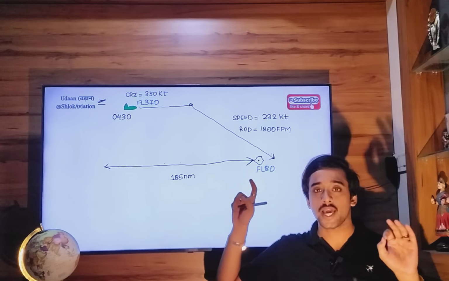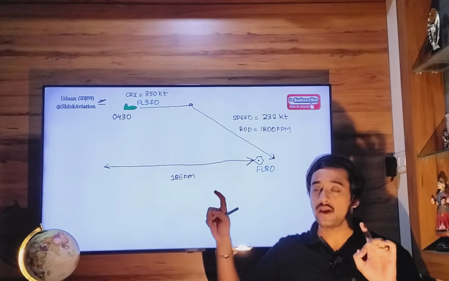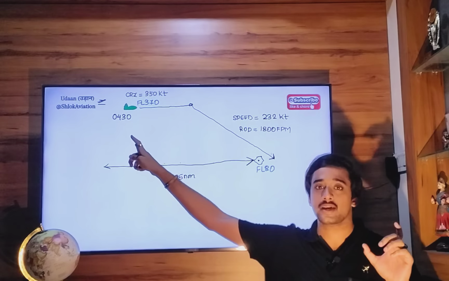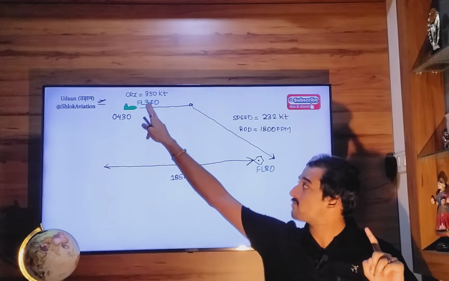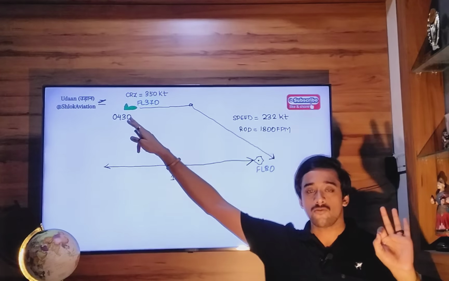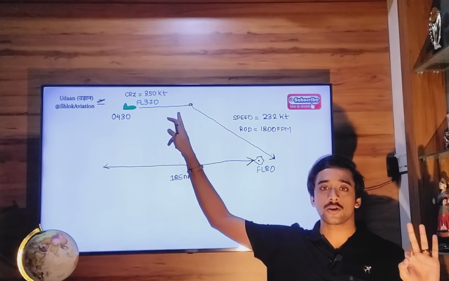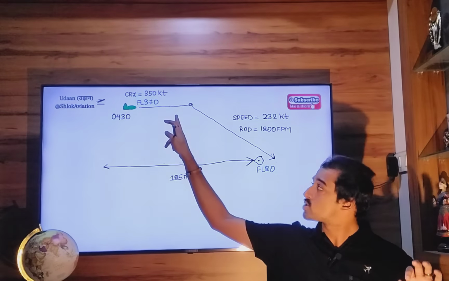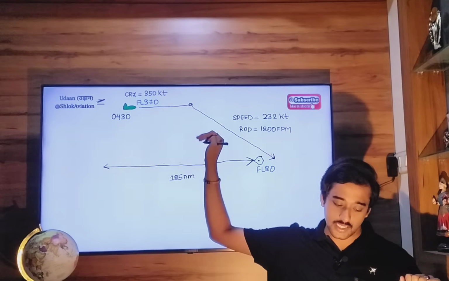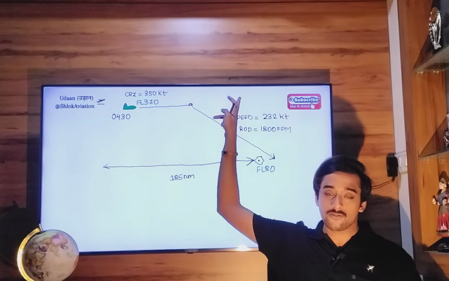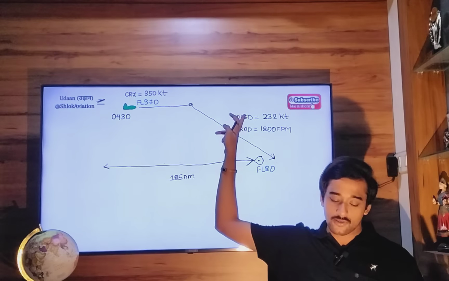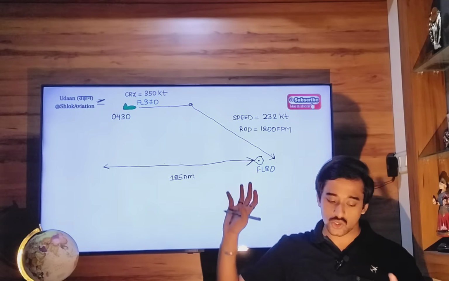That means we will have to calculate first how long the aircraft will travel straight and level at flight level 370 from 4 o'clock 30 minutes to this point of descent. Okay. So first things first, step by step we will go. Now speed of descent is given, rate of descent is given. These two things are given.